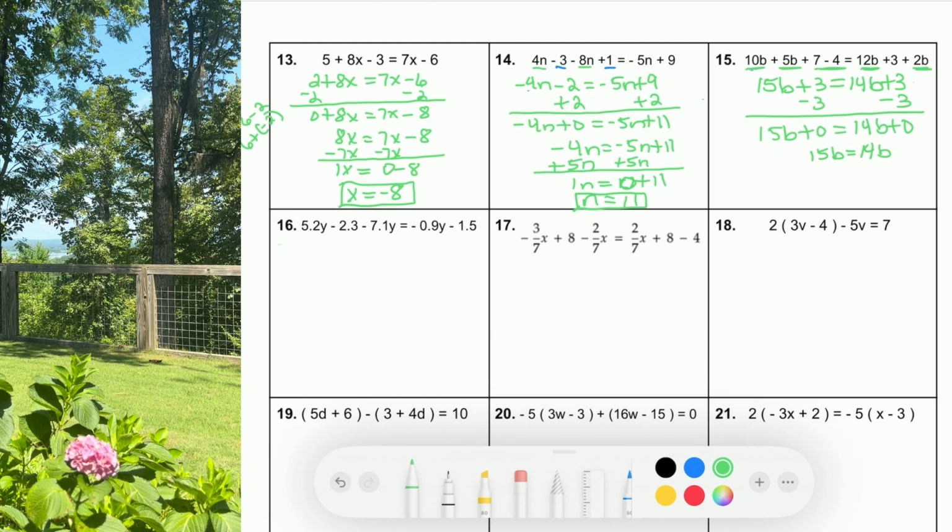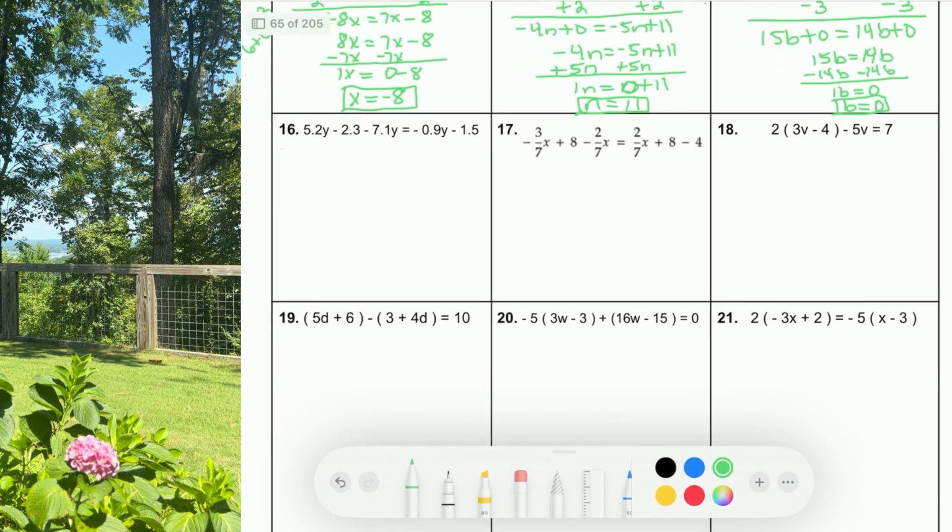Now I will get my b's on the same side. I'm going to subtract my 14b minus 14b. That gives me 1b equals 0, or b equals 0, and that's our answer.